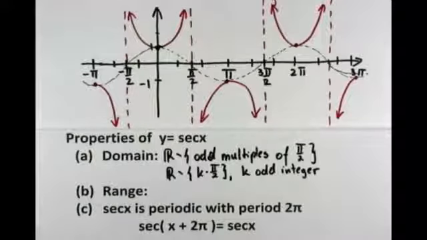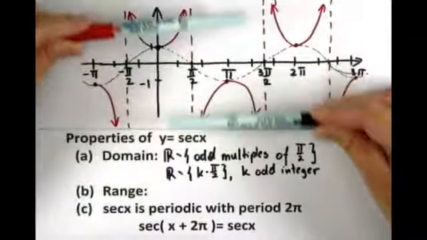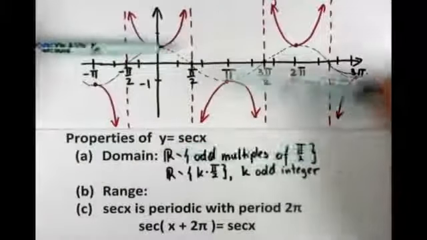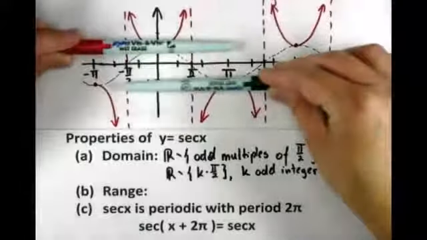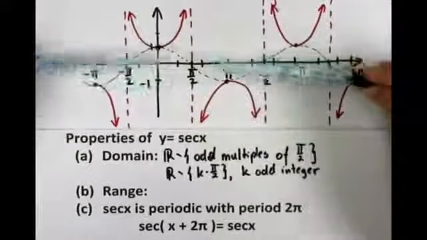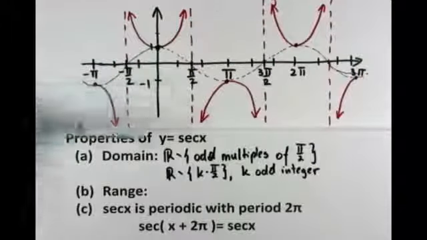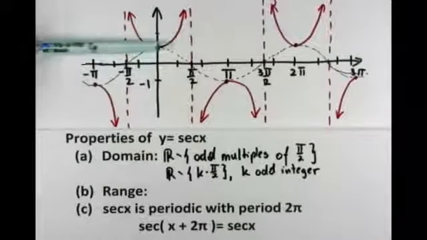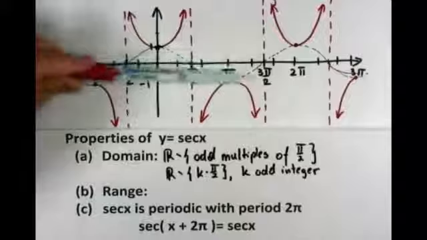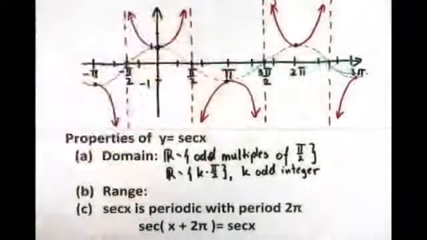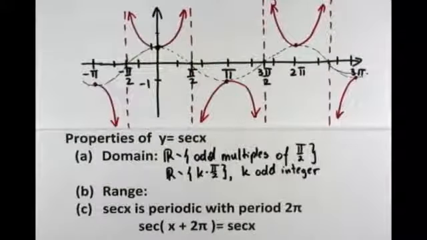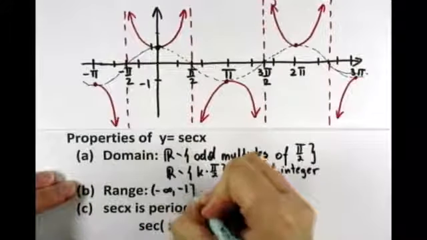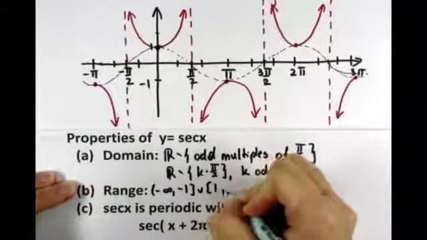Range is my window on the y-axis where my function is spreading. So the graph is basically everywhere except this part. There is no graph in this window, between those two. So we have from minus infinity up to -1, and then from 1 to infinity. This part where is cosine, there is no secant graph. So the range is minus infinity to minus 1 and 1 to infinity.